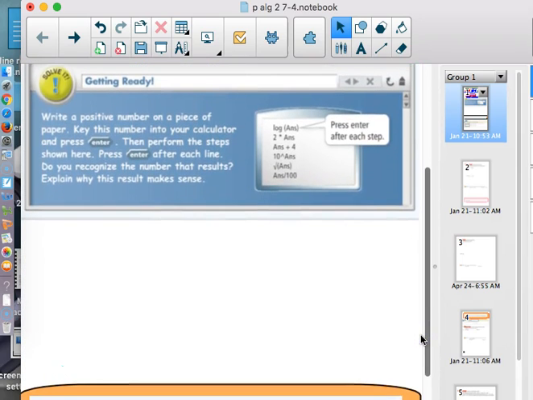And this Getting Ready is a good one to show us how it works. It won't be real understandable at this point, but just follow along with what I have up on the TV screen here. It says, write a positive number on a piece of paper, then key this number into your calculator. So I think, okay, I'm just going to pick some number that has absolutely nothing nice about it. 23. Can't divide 23 by anything but 1 and itself. It's a prime number. That's all you can do with it. So then it says, perform the steps shown here and press enter after each line. And at the end, see what happens.